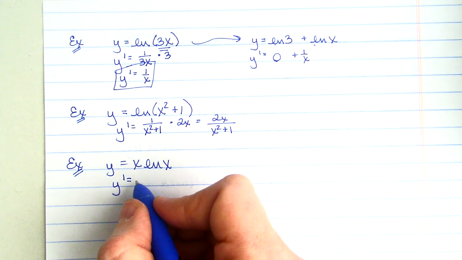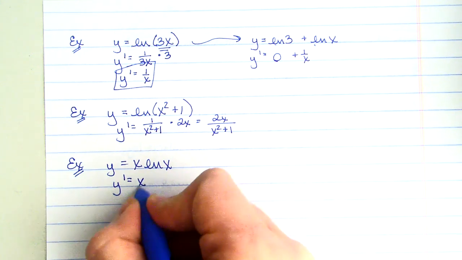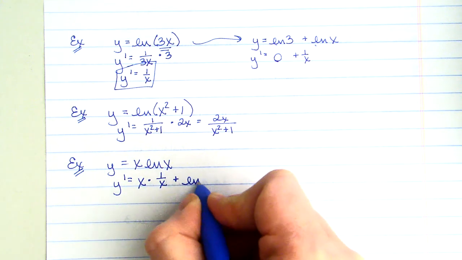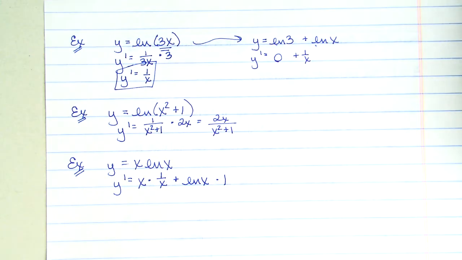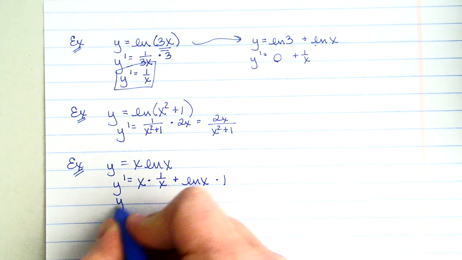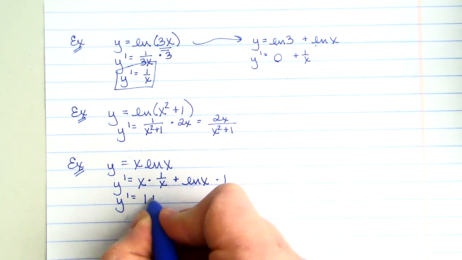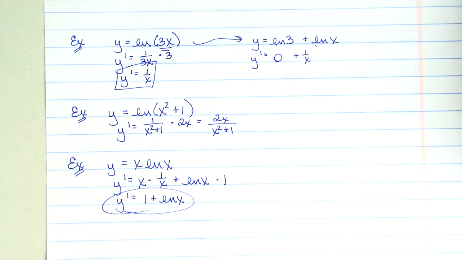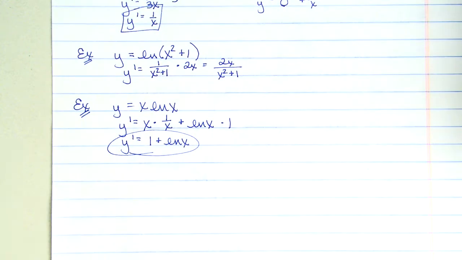Okay, I'm back, sorry. First times derivative of the second, x times 1 over x, plus second times the derivative of the first, natural log of x times 1. I'm going to put things together here. I'm going to get 1 plus the natural log of x, and that's my derivative. One more, and then we'll make them a little tougher.